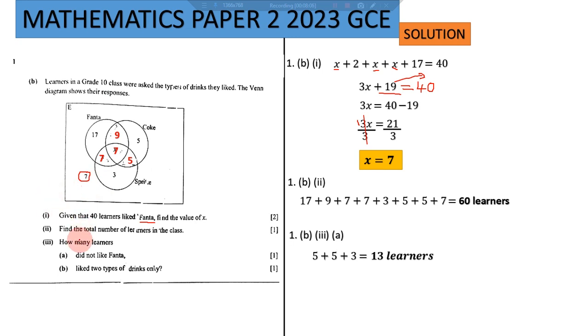Okay, then how many learners liked 2 types of drinks only? Those that liked 2 types of drinks only. So we are going to go to the intersections of 2 sets only. So here, this is the intersection of Fanta and Coke. So we have a 9, and then we have a 7, we have a 5. So we're going to add 9 plus 7 plus 5, which will give us 21 learners.